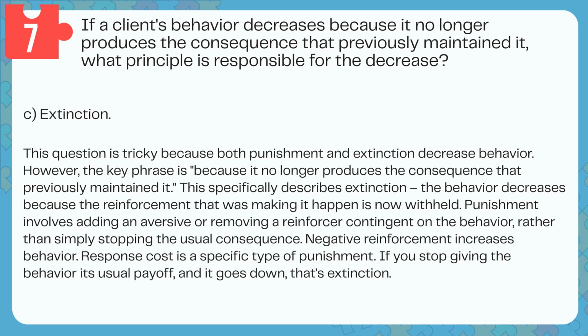Answer: C. Extinction. This question is tricky because both punishment and extinction decrease behavior. However, the key phrase is, because it no longer produces the consequence that previously maintained it. This specifically describes extinction. The behavior decreases because the reinforcement that was making it happen is now withheld. Punishment involves adding an aversive or removing a reinforcer contingent on the behavior, rather than simply stopping the usual consequence. Negative reinforcement increases behavior. Response cost is a specific type of punishment. If you stop giving the behavior its usual payoff and it goes down, that's extinction.